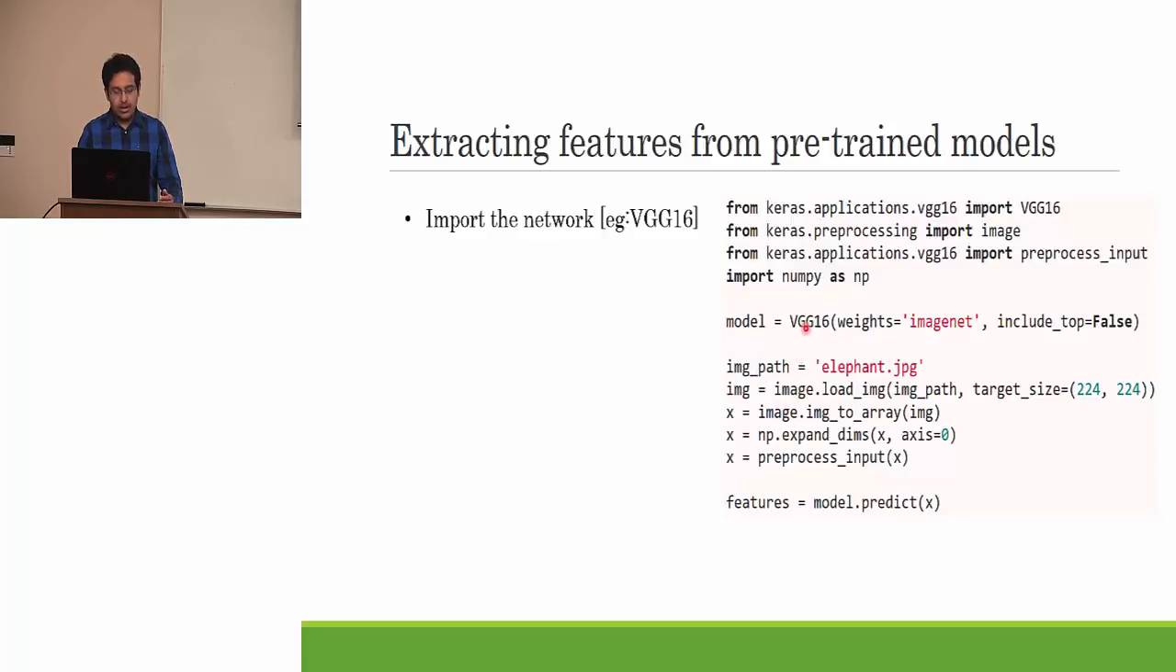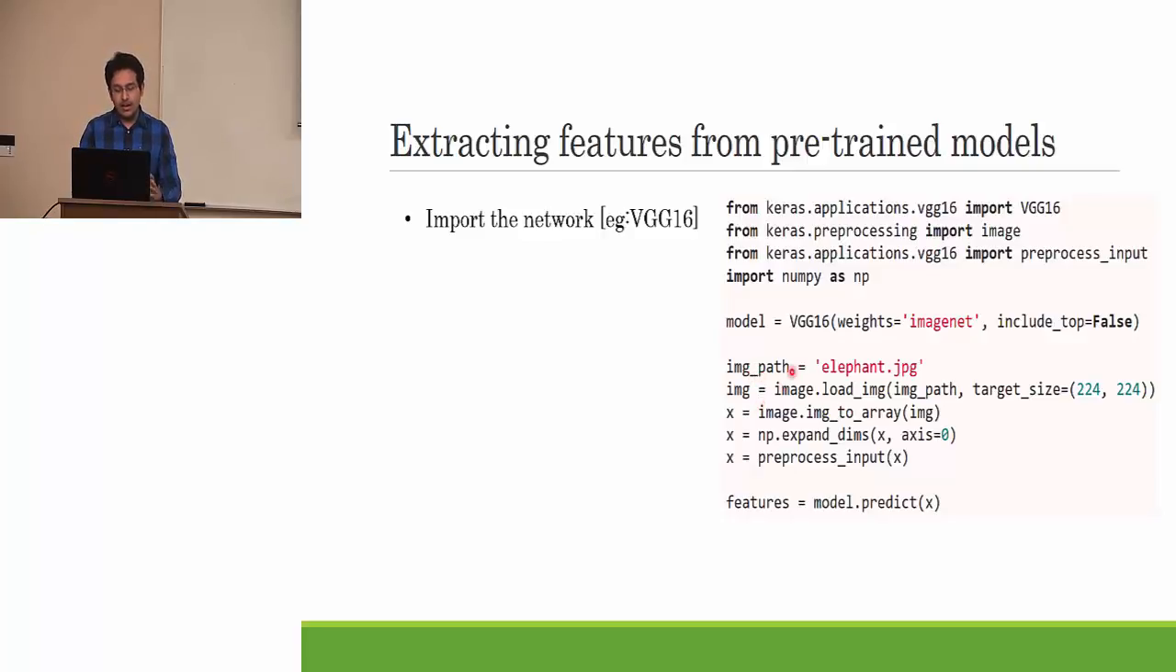So to test on a single image, you import the image and do a bit of pre-processing. Each of these networks is trained with certain pre-processing done before the training. So you want to make sure that at testing time you do the same pre-processing and then feed it to the model. So you use model.predict and pass the image to get the features of the penultimate layer.